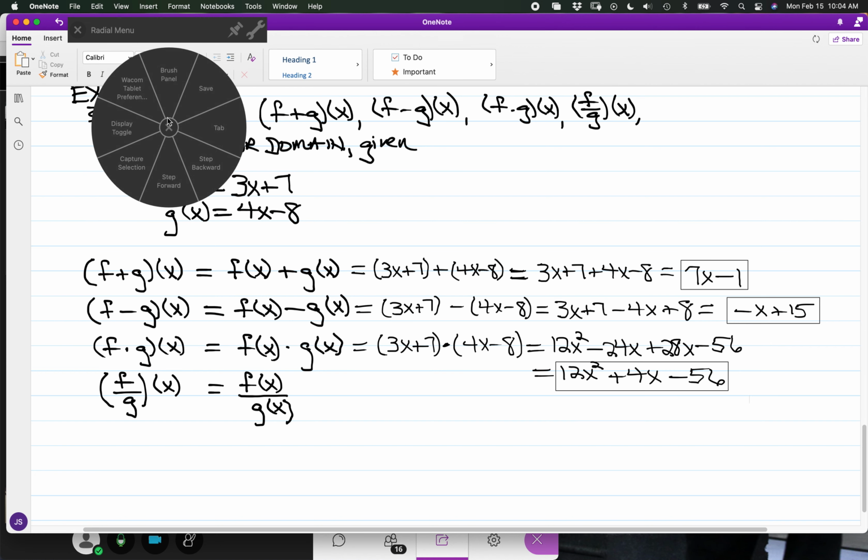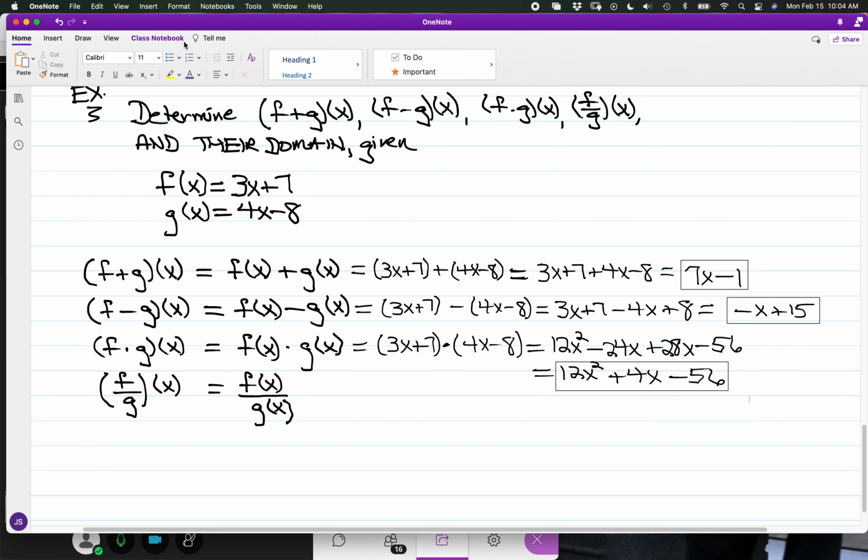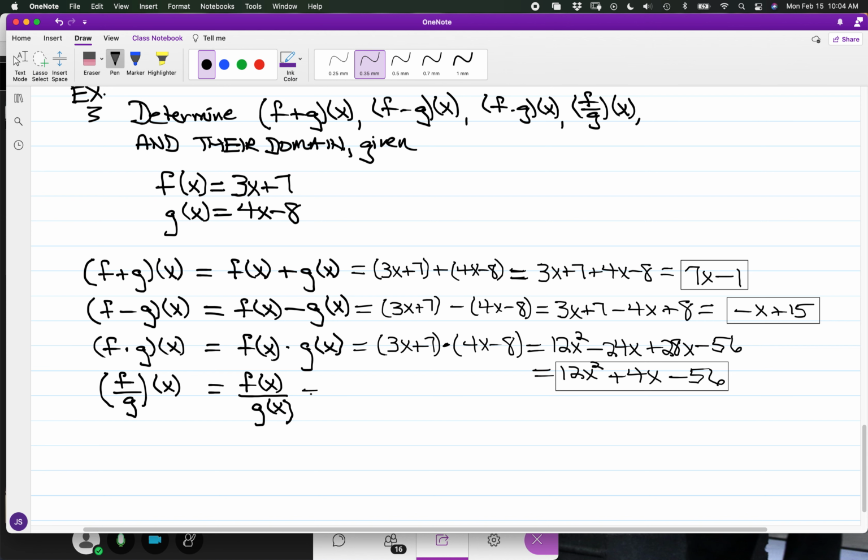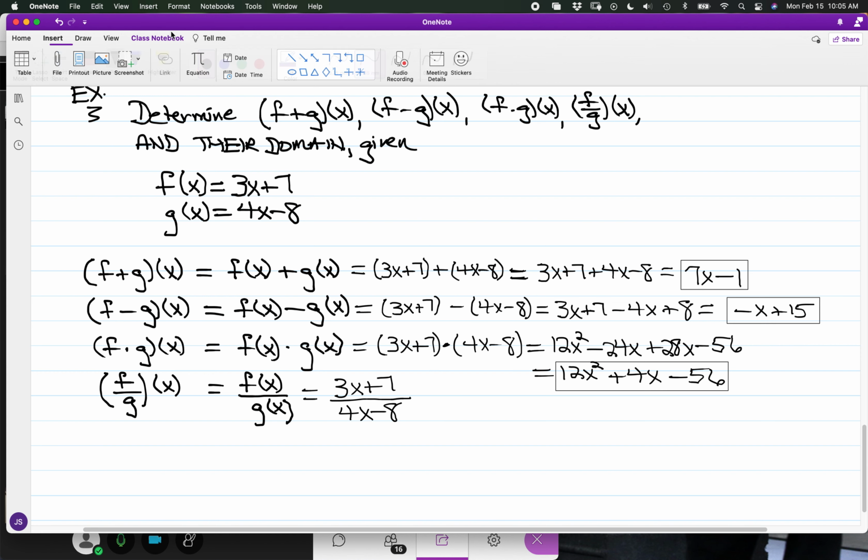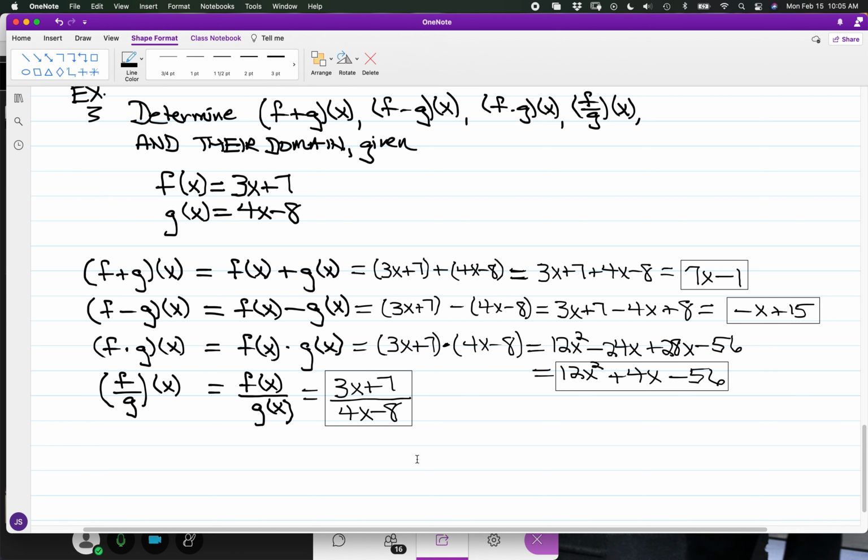And in the case of what we have with the quotient function, you have f of x, which we have right away to be 3x plus 7, and g of x, we have 4x minus 8. And guess what? This ratio is already in simplest form. Okay, and so those would be the resulting operations.